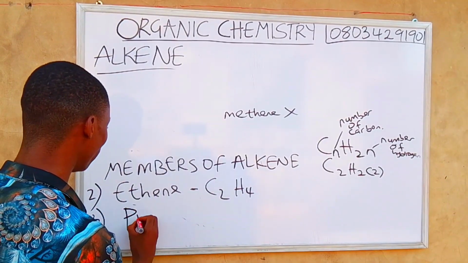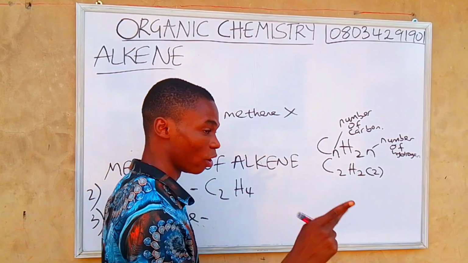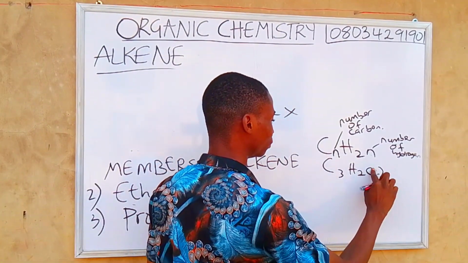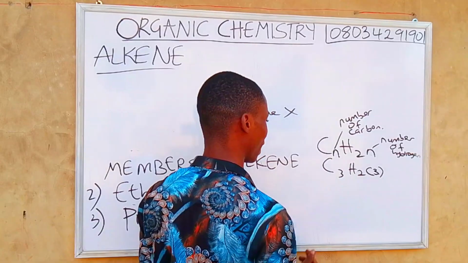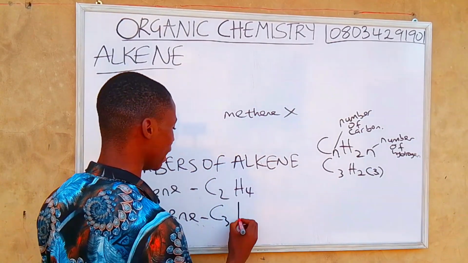The next one is propene. And these 3, let's bring it here. That's the number of carbon. So if you now change to 3, and these 2 here will change to 3. That's the number of carbon. So 2 multiplied by 3 will give us 6. That will now be C3H6.